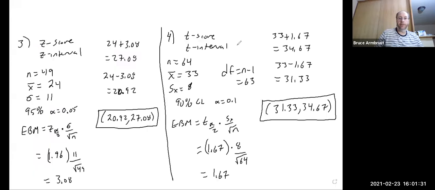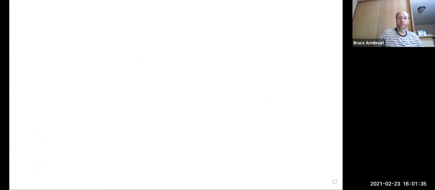All right, so let's go to the whiteboard here. So if we go back and look at the error bound for proportions, the formula for that one is a little bit different. Anybody remember what it looks like?